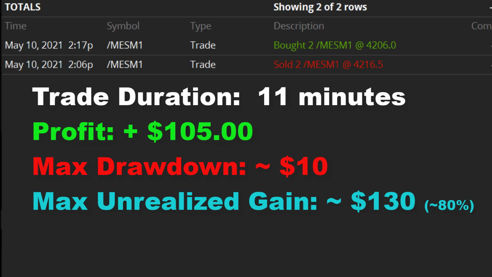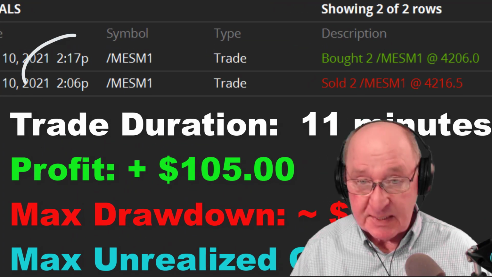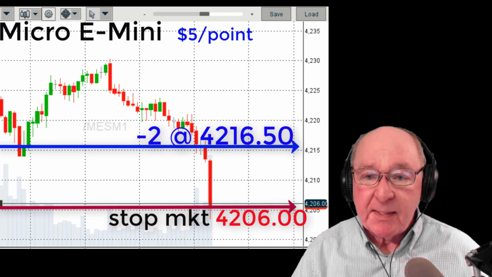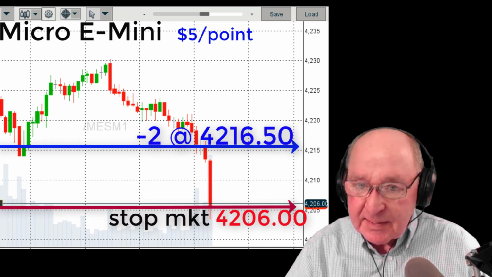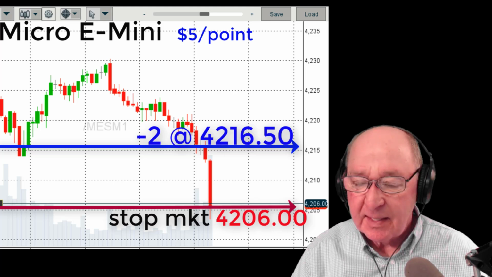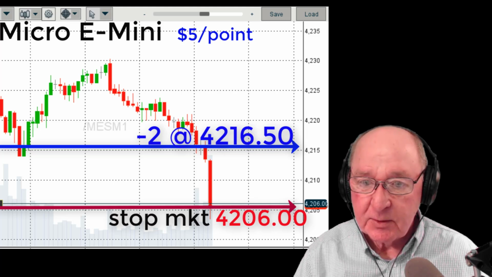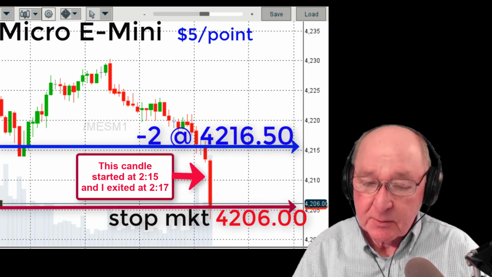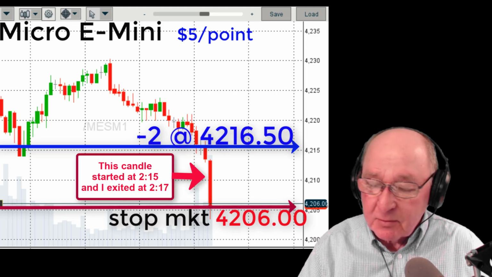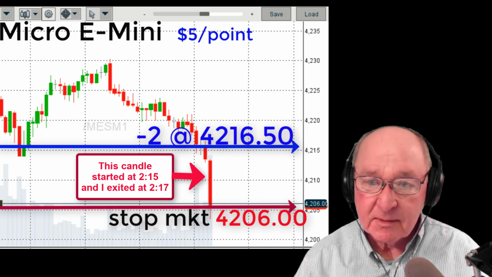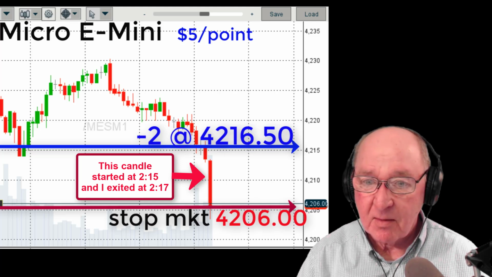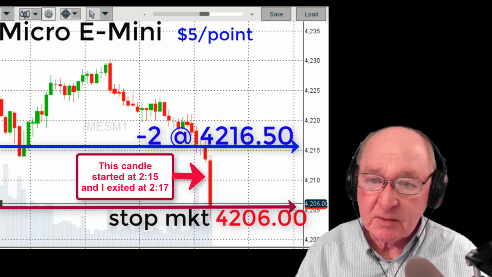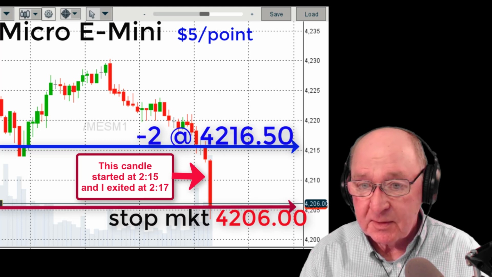Let me show you something about this trade. 2:06 to 2:17. That's 11 minutes. And all the money was made in the last 2.5 minutes. Look at the candlesticks here. That last candlestick there, I got out of the trade at 2:17. So this candlestick, even though it shows it's 5 minutes wide, was less than 3 minutes wide. So you can see that long red bar there. I made all the money in the last 2.5 minutes of this trade, most of it, about 80% of it.